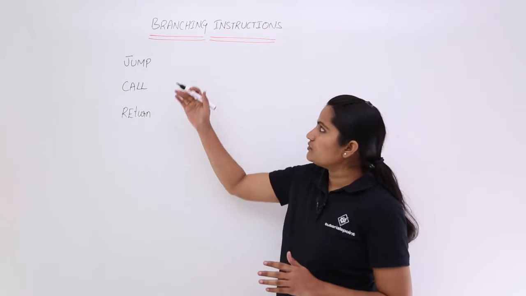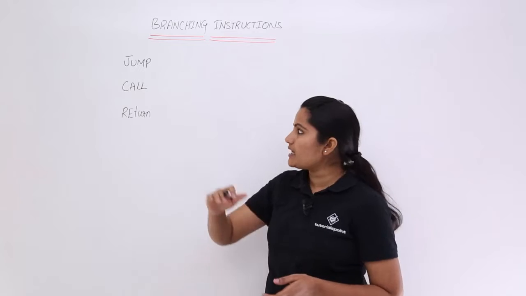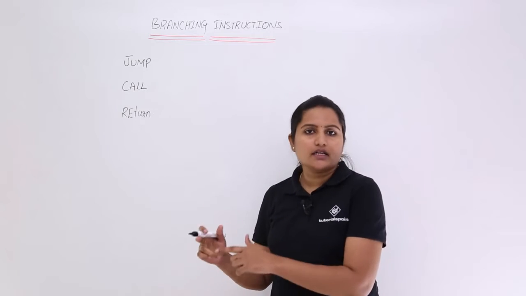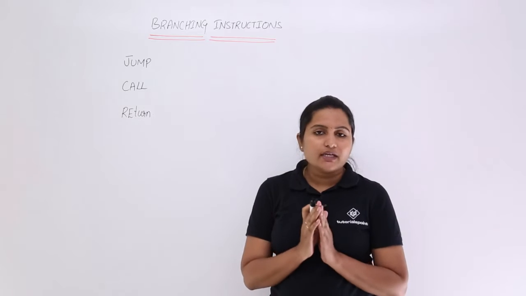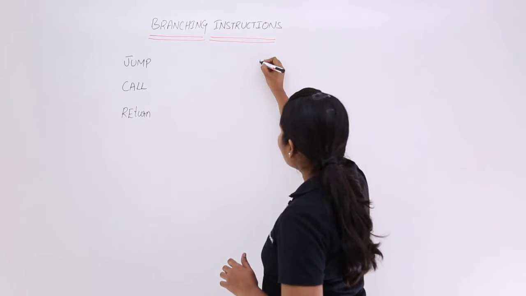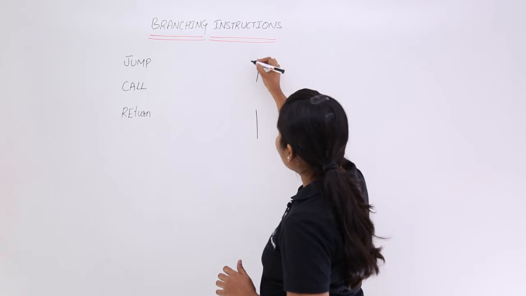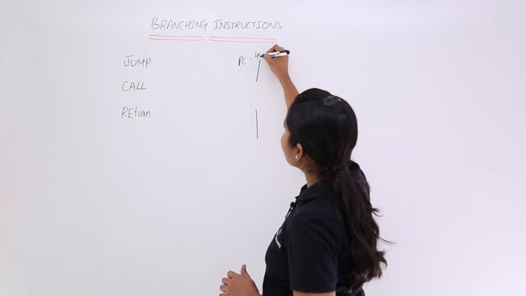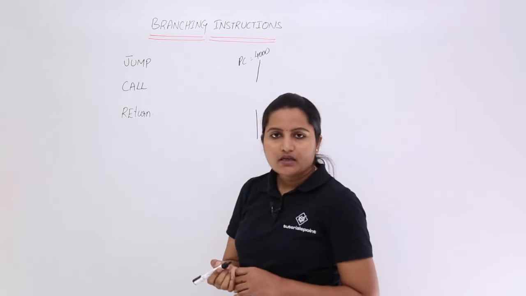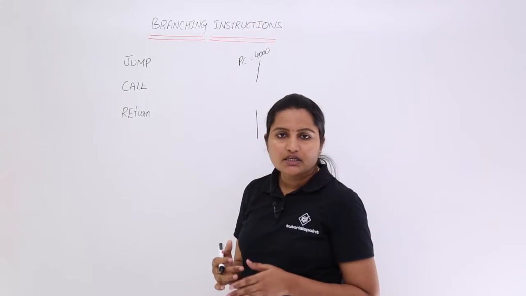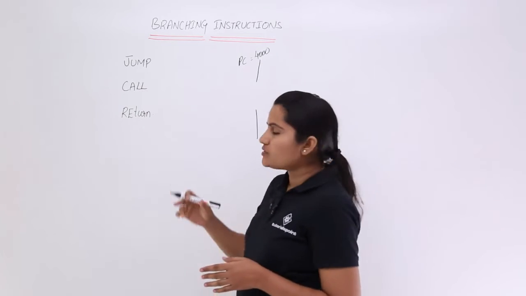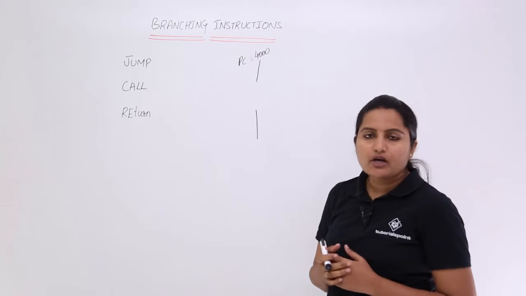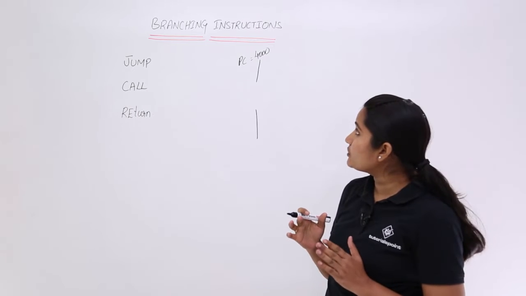So, we have three types of branching instructions, like jump instructions. The program control will jump to another location. For example, initially we have a program counter value, say at location 4000. That means the next instruction that is going to be executed is held in the program counter. That program counter value is, for example, 4000.